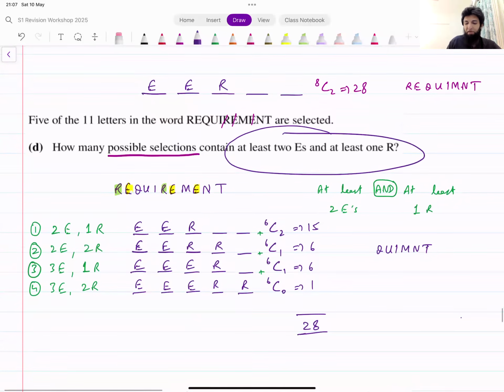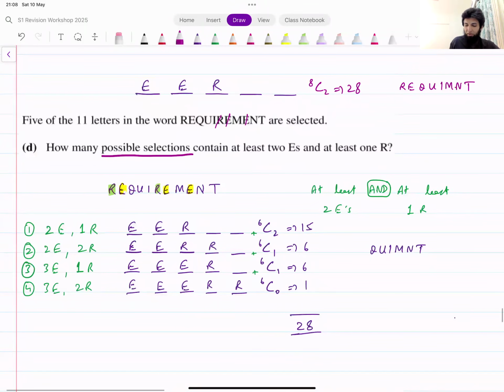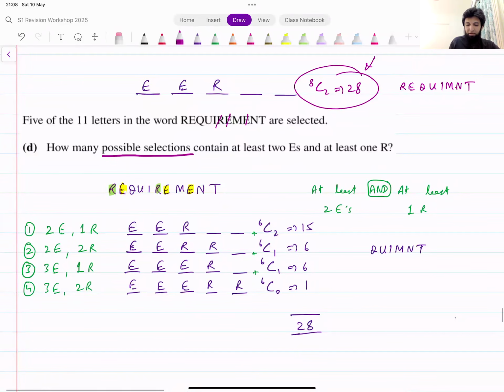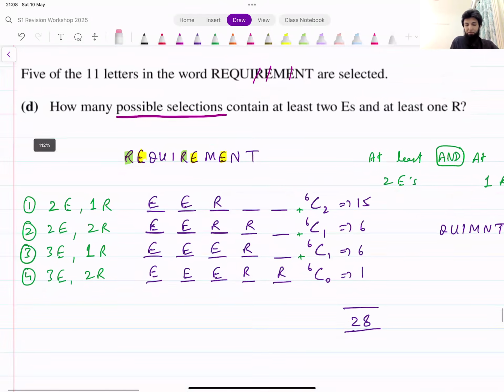But that only works in this case because of the condition that's given. The condition is such that when we have 2 E's and 1 R, the remaining letters are all different. So we could just use combination directly on this. That will be, I think, at least a 4-mark question. You could write that directly like this, and that will be fine. If you get that, that's great. Otherwise, this is the general method that will work for every kind of question like this.